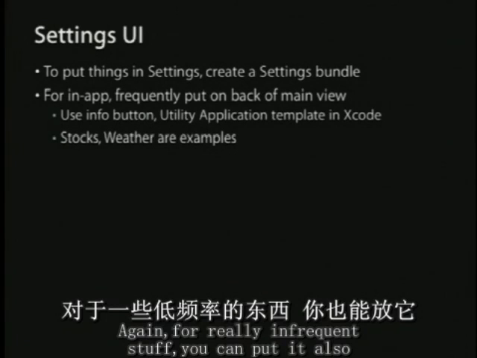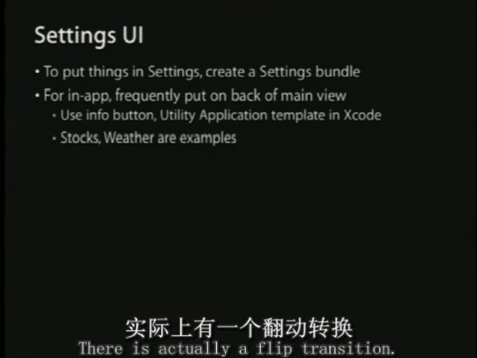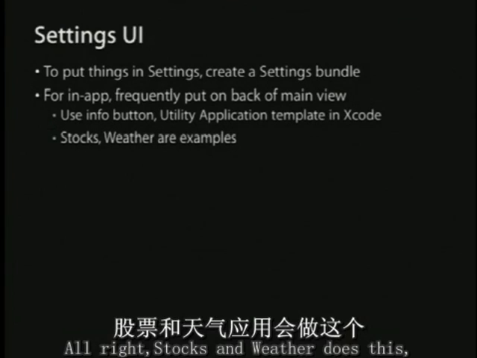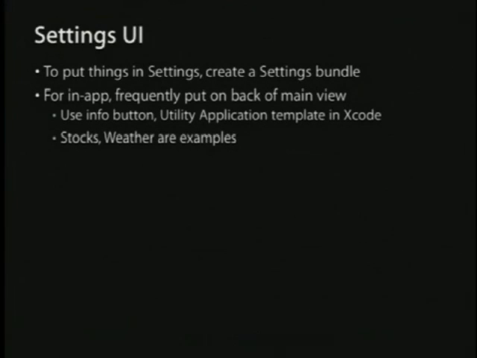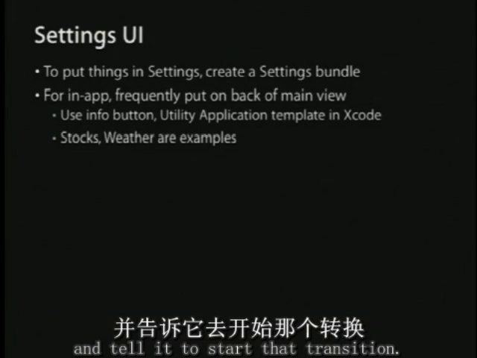Again, for really infrequent stuff, you can put it also in the back of the main view. You can flip over your view. There's actually a flip transition. Stocks and Weather does this. That's another place to put settings. And I think there's even an info button that UIKit provides to you. So if you want to do that flip, you just embed that button and tell it to start that transition.